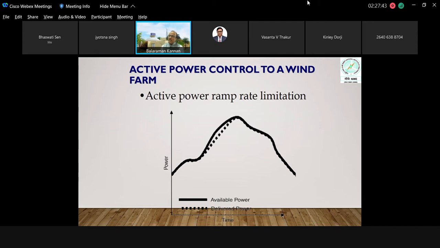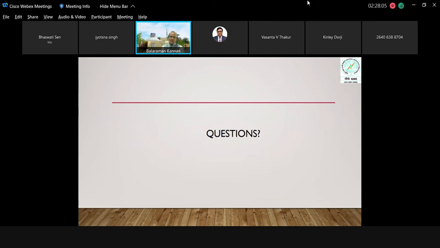And if it is in the larger grid, it is not an issue. In a small grid, in the microgrid or island grid, the ramping rate is going to be a limitation. So the wind turbines are designed to meet any level of ramp rate limitations. These controls will also be possible, and it can be regulated. So these are the few points I thought of sharing with you.